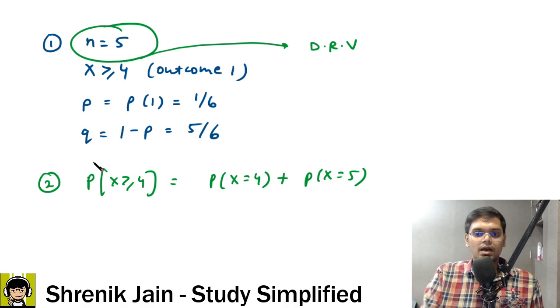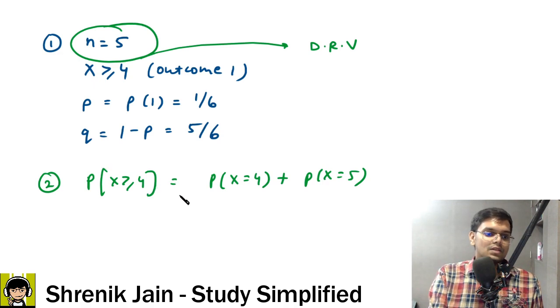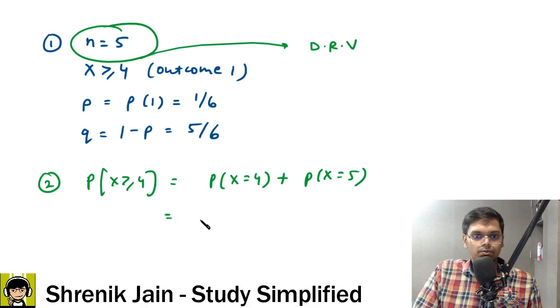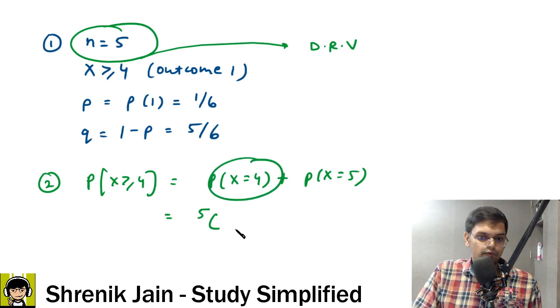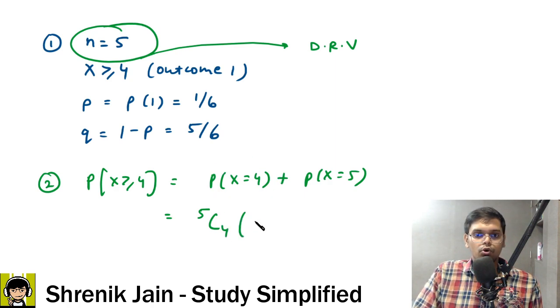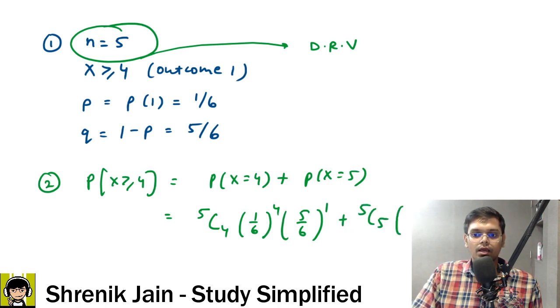So now we are done here. But what's next? Next is now use your binomial distribution concept. As per the binomial distribution, nCx. For this scenario, x is 4. So 5C4, probability is 1 by 6 the whole power 4, 5 by 6 the whole power 5 minus 4, which is 1, plus 5C5, 1 by 6 the whole power 5, then 5 by 6 the whole power 5 minus 5, which is 0.